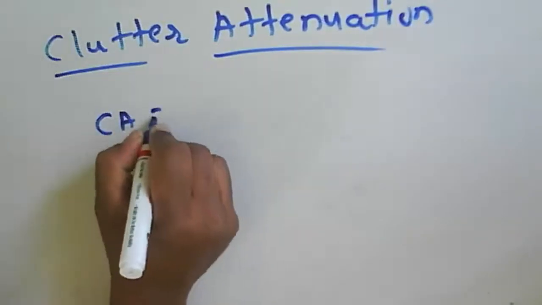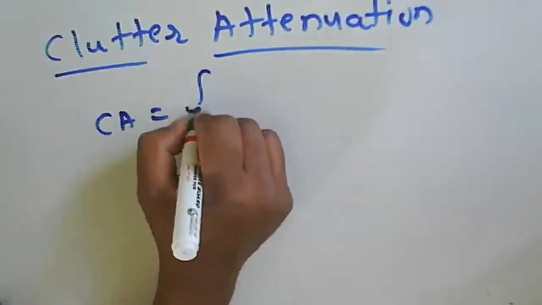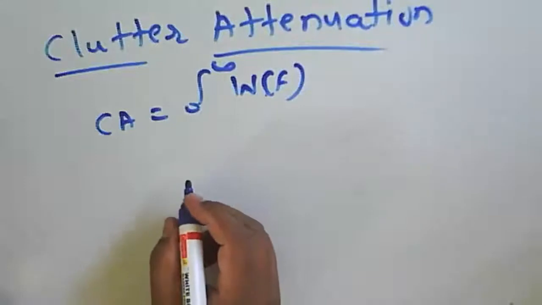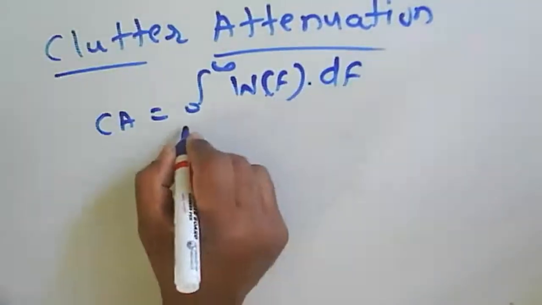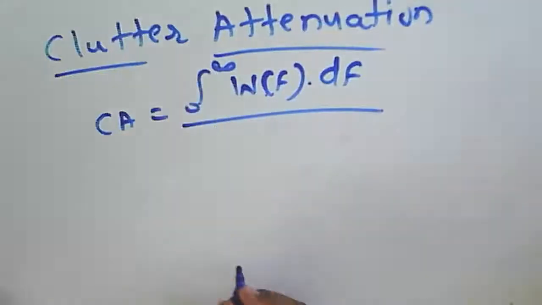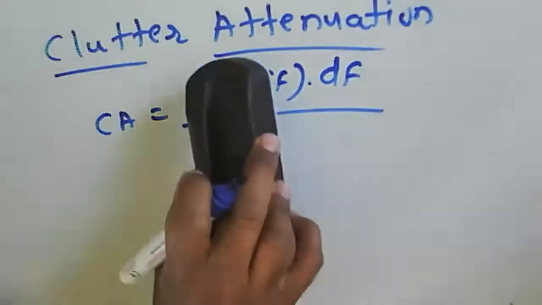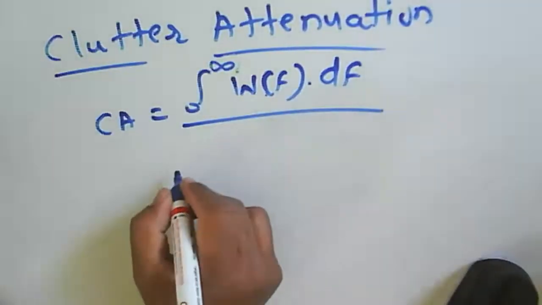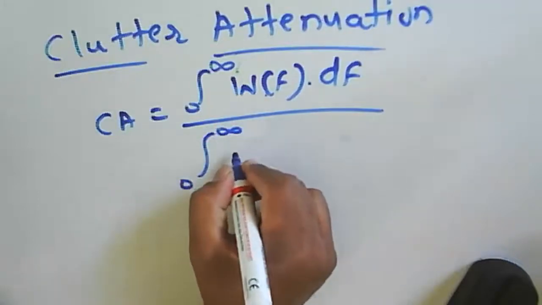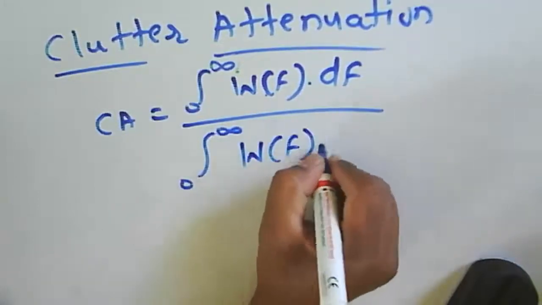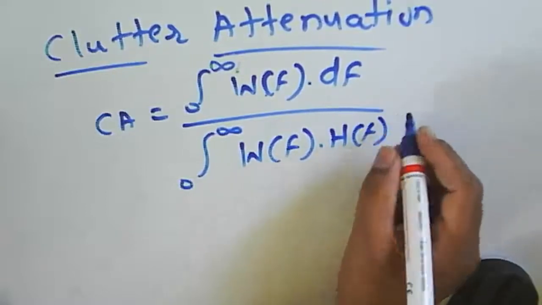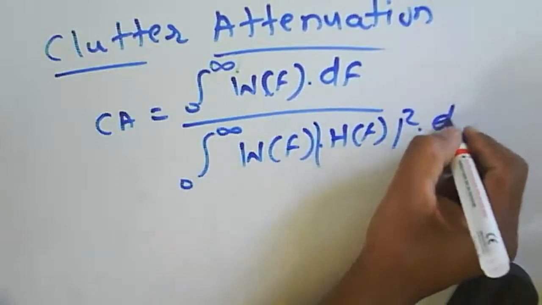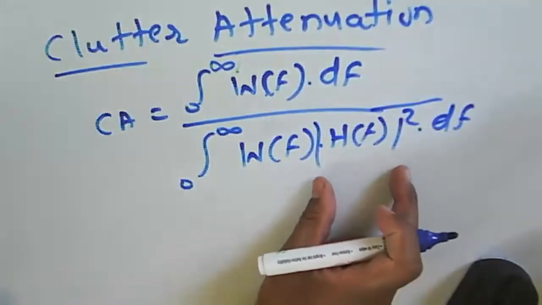Now we can calculate the clutter attenuation. Clutter attenuation CA is equal to an integral, from 0, of the spectral density of the clutter W of f times H of f, which depends upon the frequency. H of f is the frequency response, which we have seen earlier.